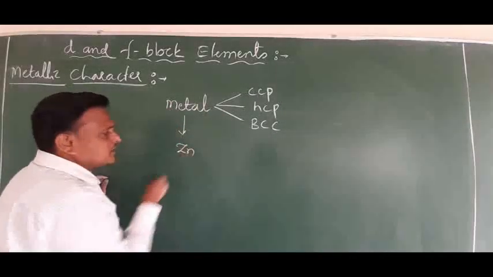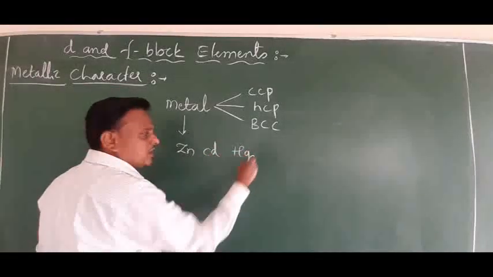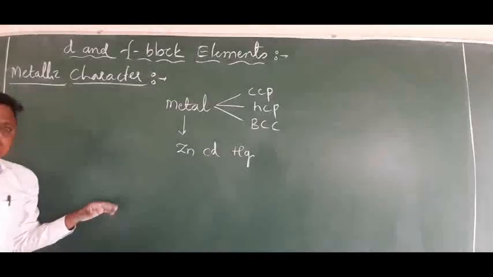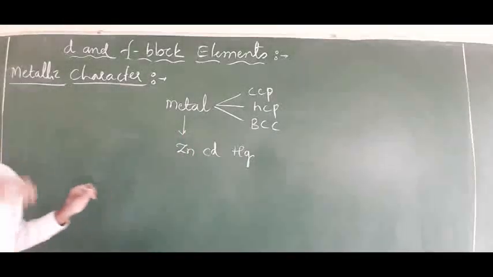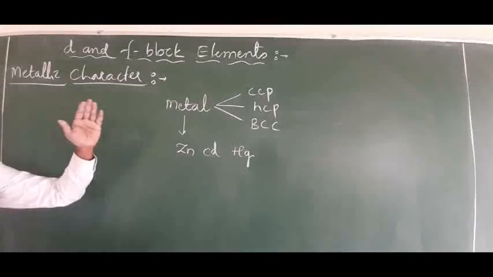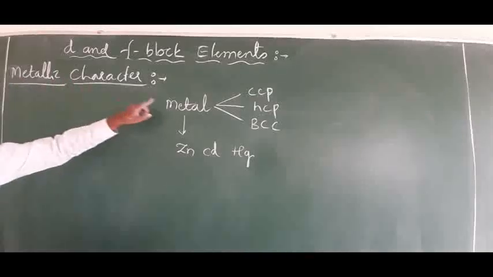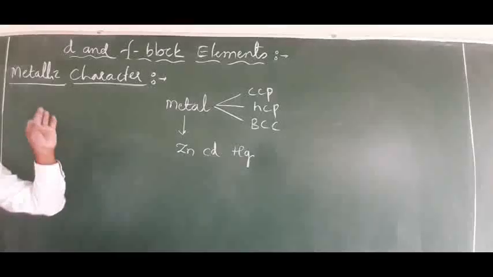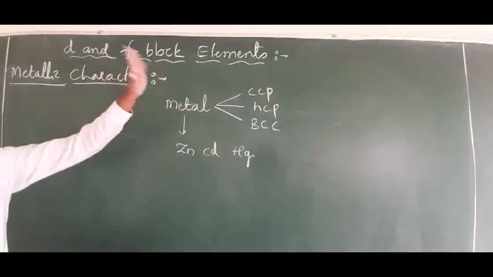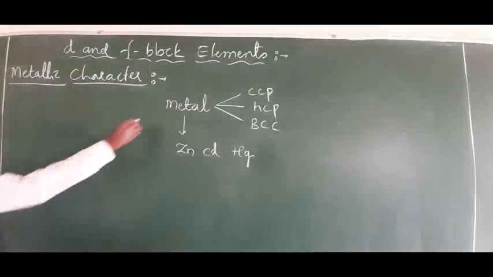except zinc, cadmium and mercury. Due to the completely filled d orbital, their properties change a little. They are soft solids or liquids. So the general concept: the transition metals are metallic in nature due to the perfect crystal structures of CCP, HCP and BCC. Yes, due to the metallic characters.